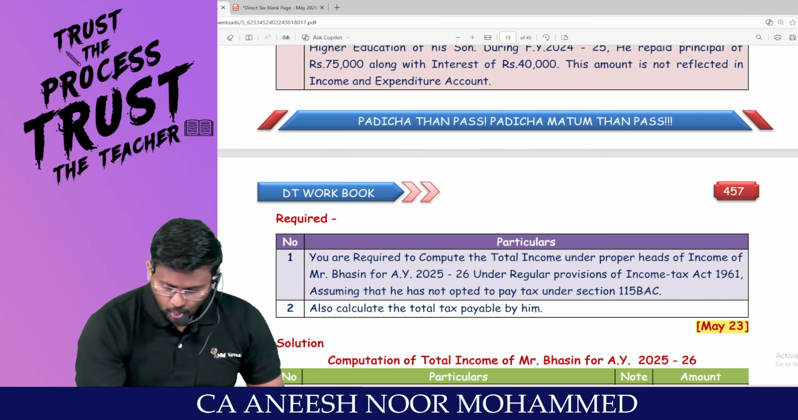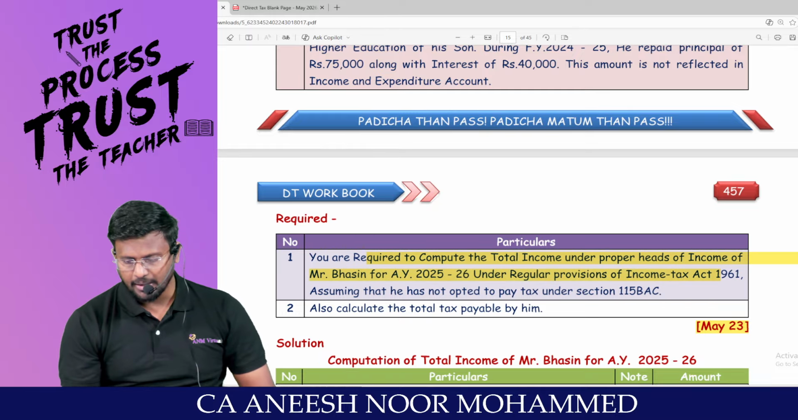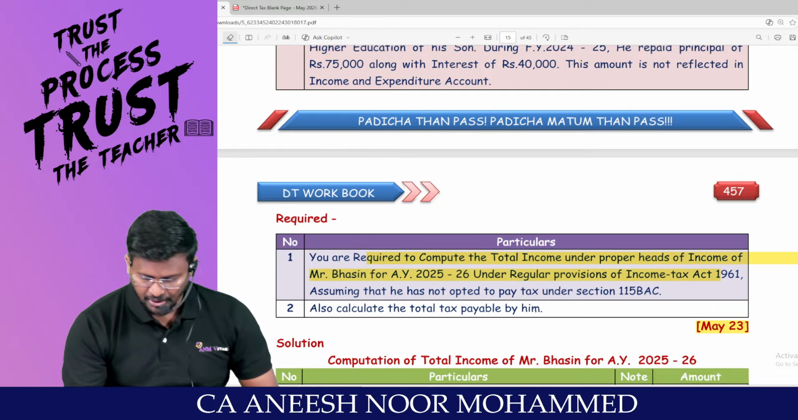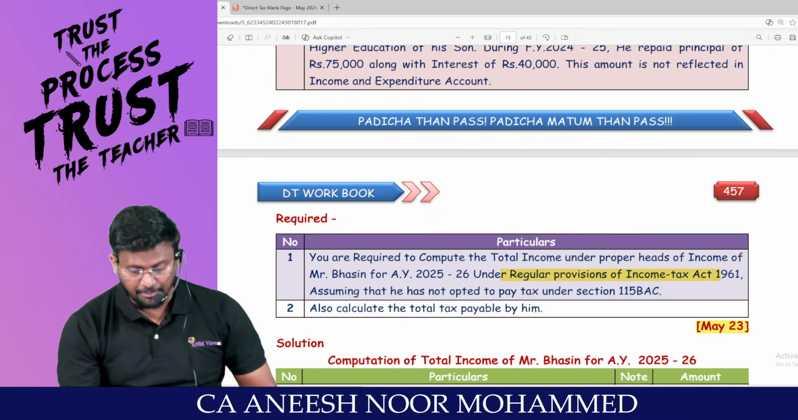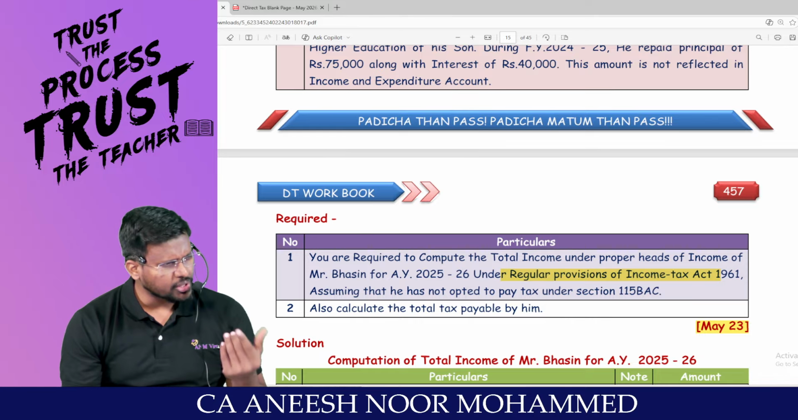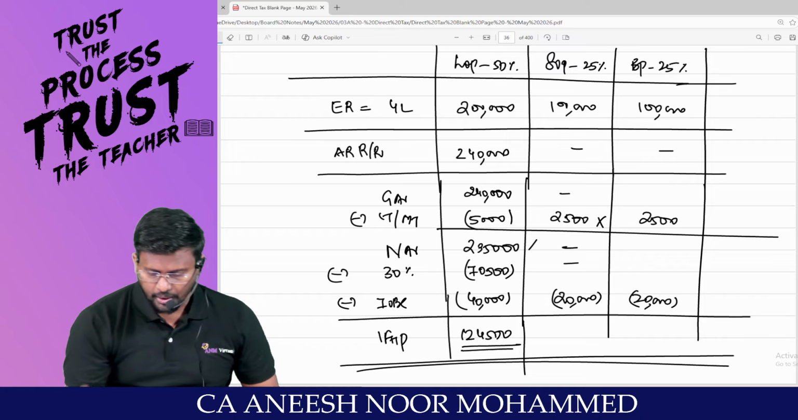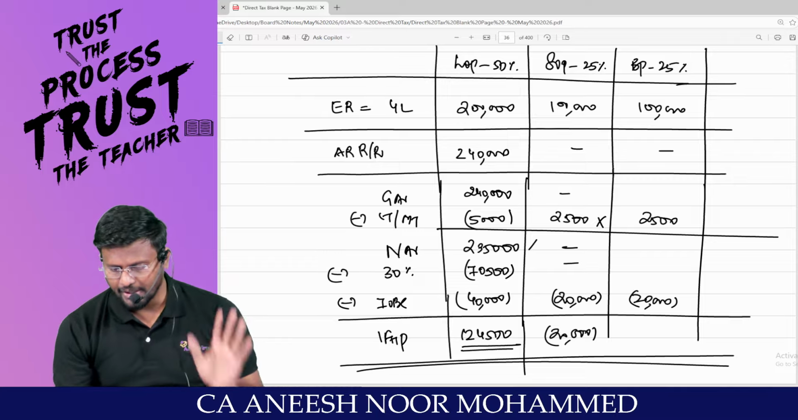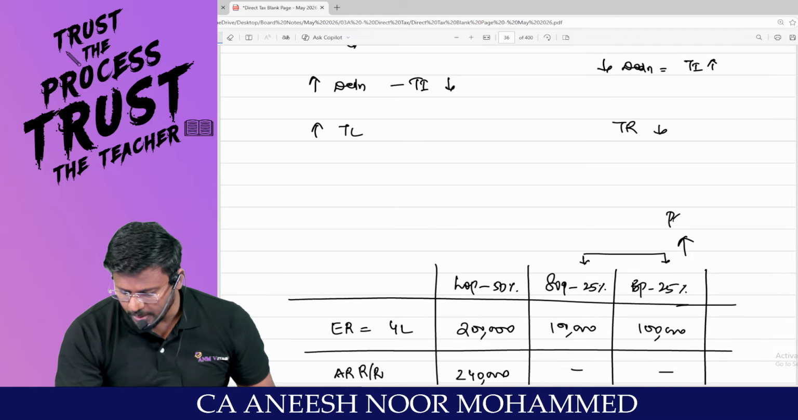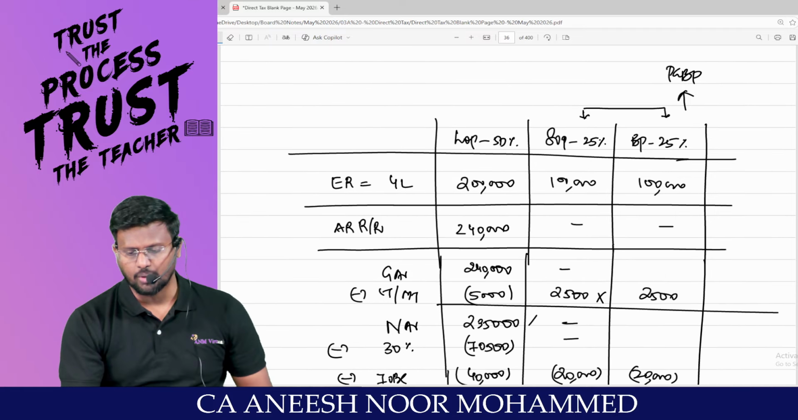Sir, you are required to compute the total income under the proper heads of Mr. Bashin for the assessment year 25-26 under the regular provisions of the Income Tax Act. Regular provision means he is going to travel through the optional tax regime. So this 20,000 can be claimed as a 24(b) deduction.